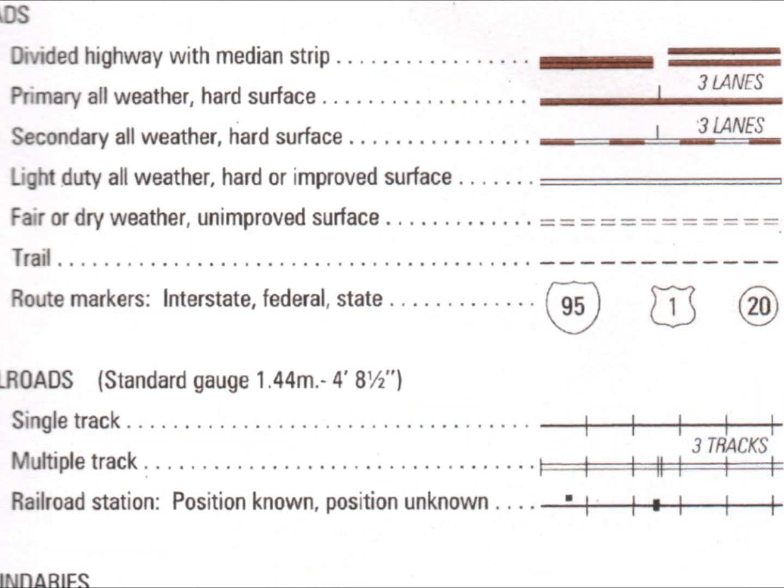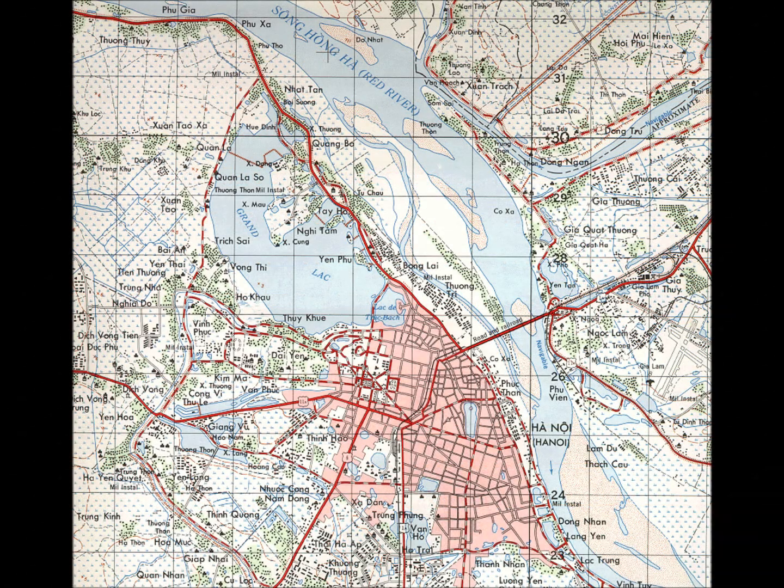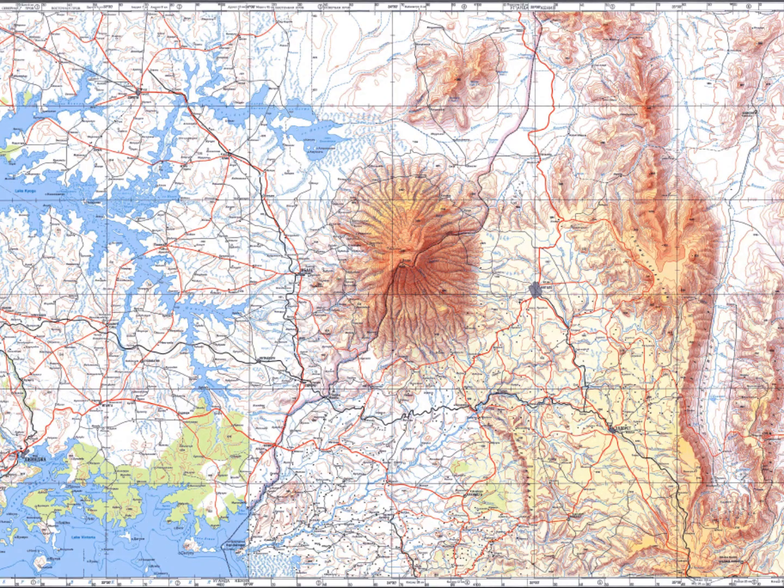And then we have reddish brown. Reddish brown is going to be all your cultural features, contour lines, and your main roads, your 3-way, 2-way roads, highways, freeways, things like that. On older maps, you'll have red and you'll have brown. Red being populated areas, and brown being relief features like your old contour lines.